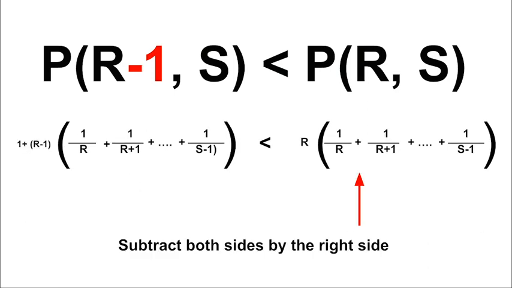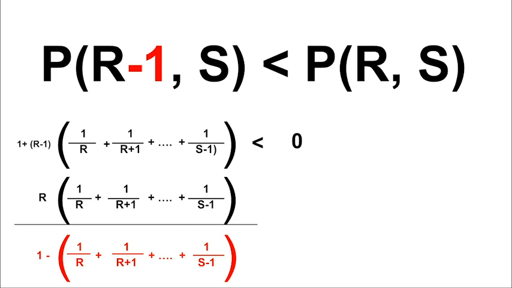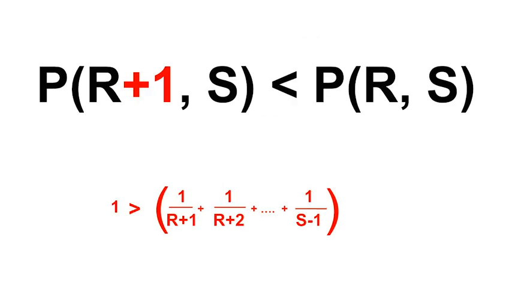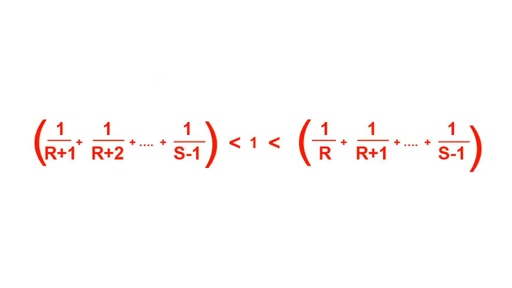Now, we can subtract both sides by the right side of this equation and bring everything onto the left. The difference is 1 minus 1 over R plus 1 over R plus 1 all the way to 1 over S minus 1. Add 1 over R plus 1 over R plus 1 all the way to 1 over S minus 1 to both sides, and we'll get our bottom equation. The same logic can be used to prove that P of R plus 1, S is less than P of R, S. So, we can write this inequality.